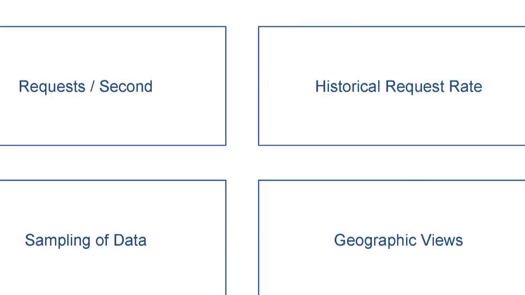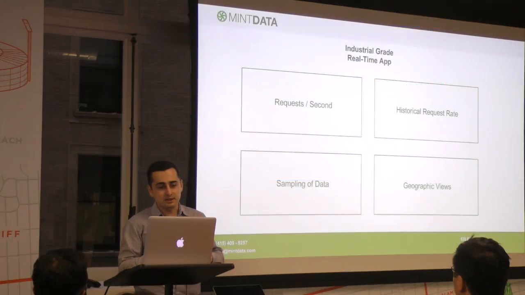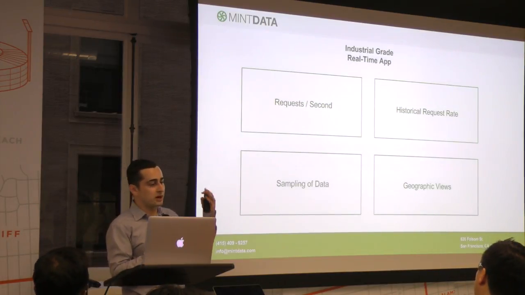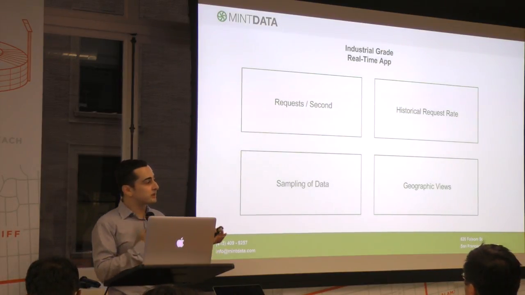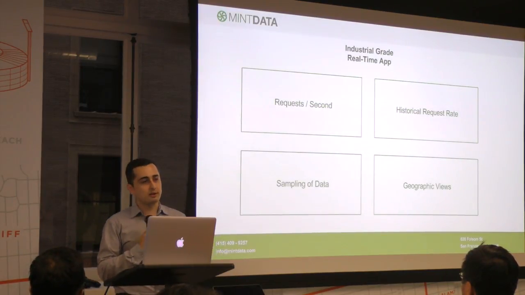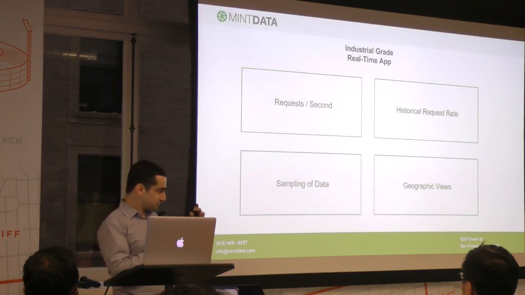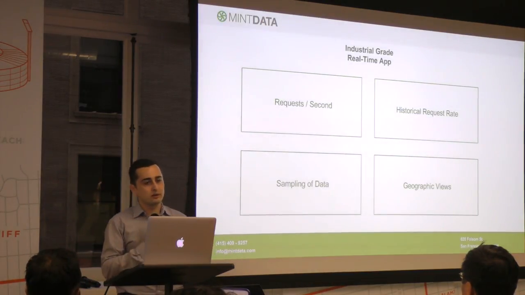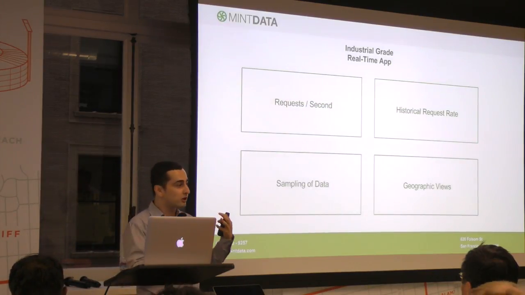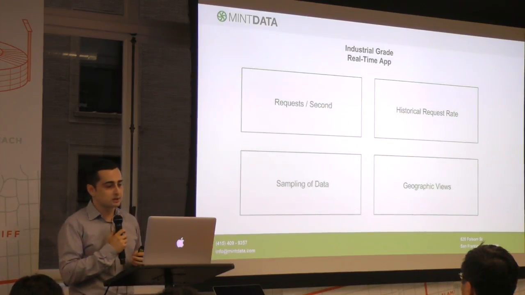So for example, let's say we want to build a very simple real-time application with four pieces on the screen, or four visualizations in this case. We want to see the requests per second happening on the appliance. We want to see the historical request rate, so perhaps a chart of some sort. We want to see a sampling of the data to see what this appliance is doing in real time. And we may want a geographic view, a summary of which countries are the most popular in terms of where the requests are going, or perhaps even where the requests are coming from if we have a global network of these appliances deployed.